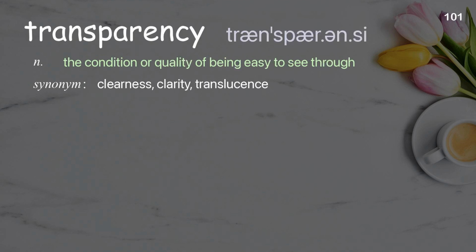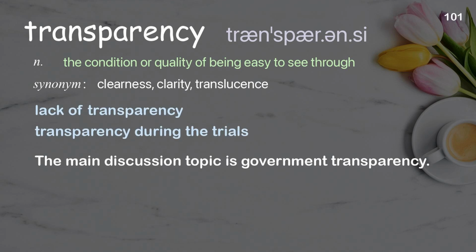Transparency. The condition or quality of being easy to see through. Examples: Lack of transparency. Transparency during the trials. The main discussion topic is government transparency.